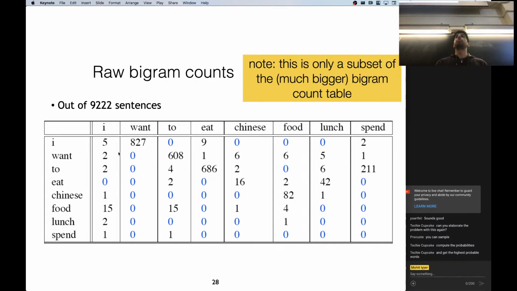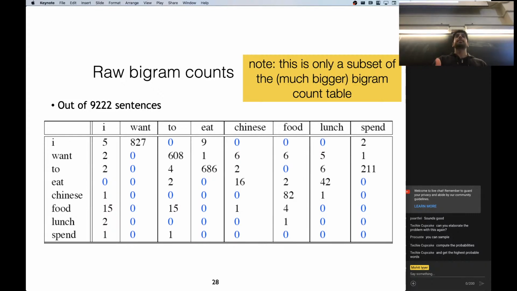So if you form a table like this, the table is basically encoding the number of times "want" occurred after the word "I", or the number of times the word "eat" occurred after the word "to" is 686. "Spend" occurred 211 times after "to". So how do I convert this into a table of probabilities instead of counts? What would I do? Yeah, exactly. So I would just sum to get the total number of occurrences of the prefix and then normalize every cell by that count, right?